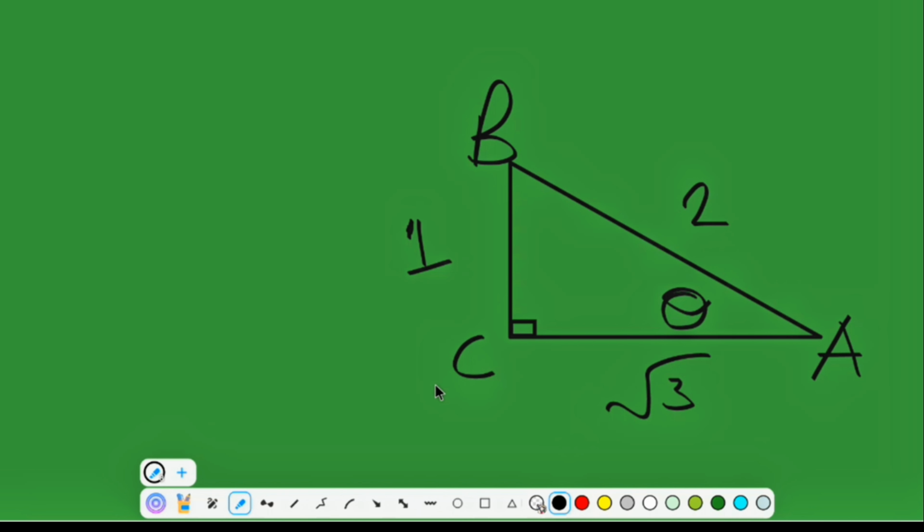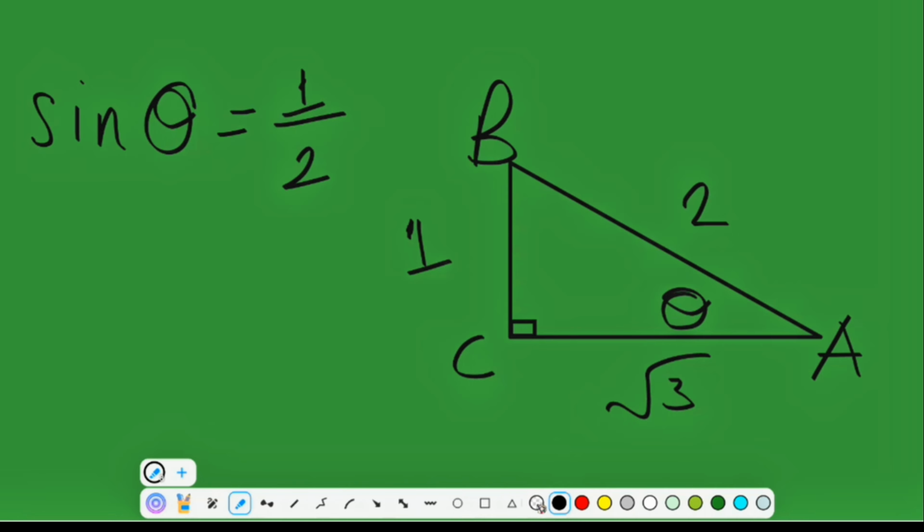Now let's focus on how to get the value of an angle. Let's just say we were given this information and we're required to get the value of theta. So when we look for sine theta, we realize that it's equal to 1 over 2.